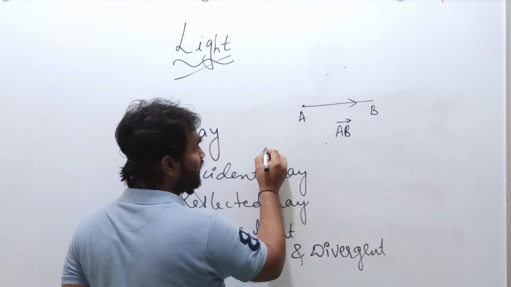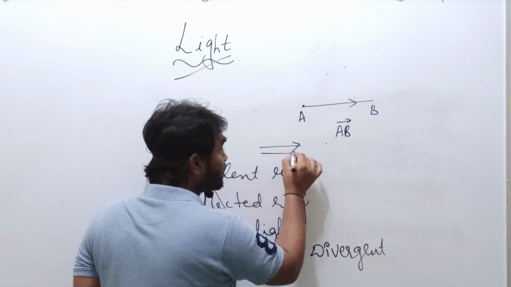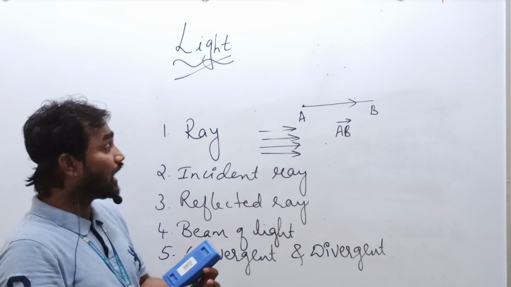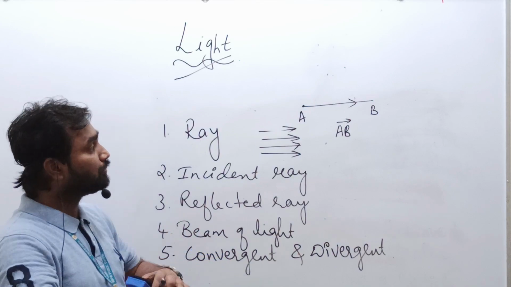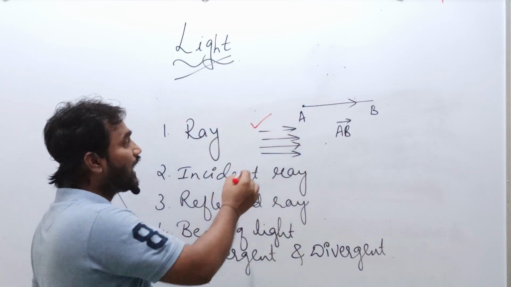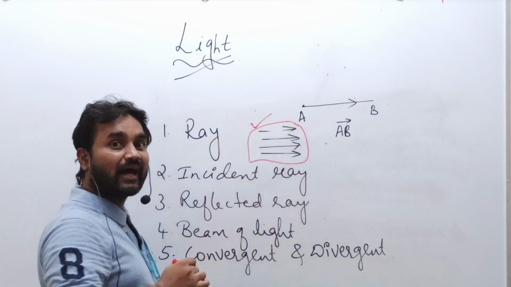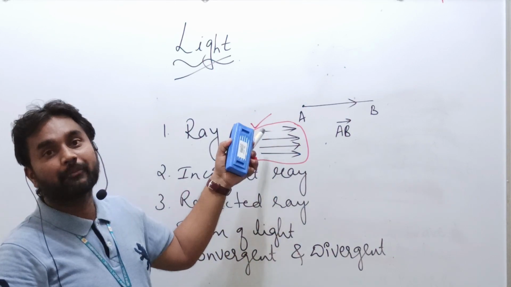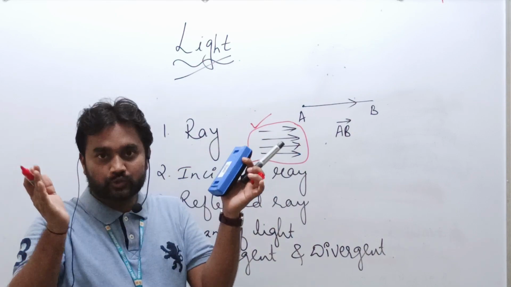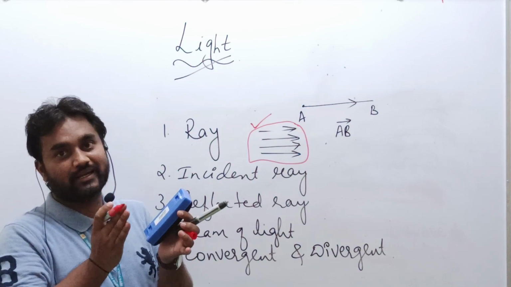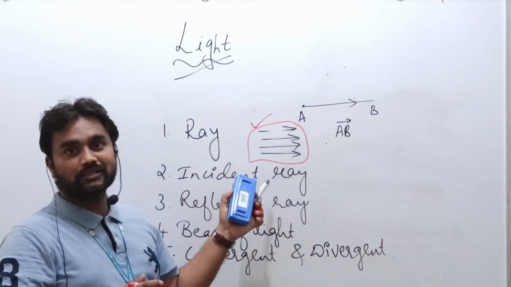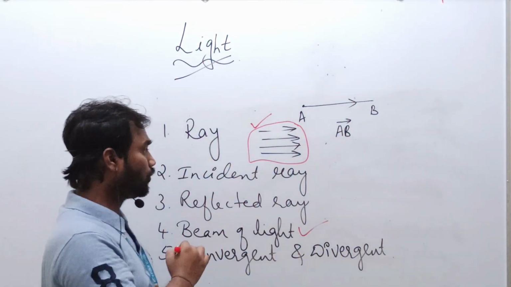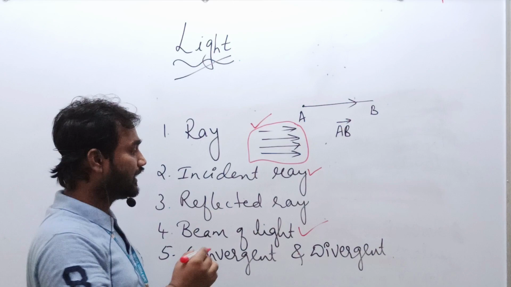If it's one light ray, then I call it a ray. If there is a bundle of rays, and those rays are parallel to each other, as you can see here, then I call this a parallel beam of light. Why? Because all the rays are parallel. Is that clear? When multiple rays come together, we call it a beam of light, a bundle of rays. If those rays are parallel to each other, we call it a parallel beam of light. Now parallel beam of light is over. Moving on to incident ray.